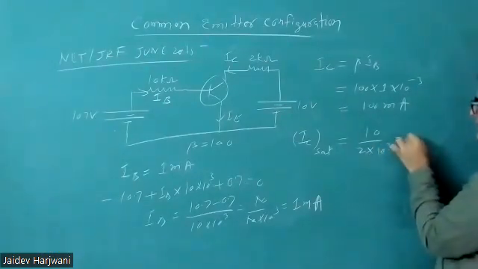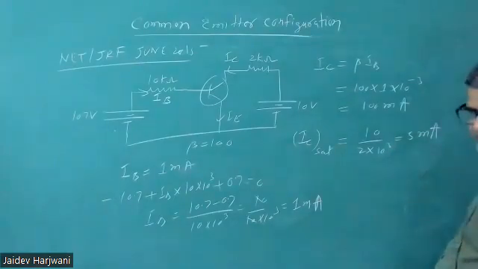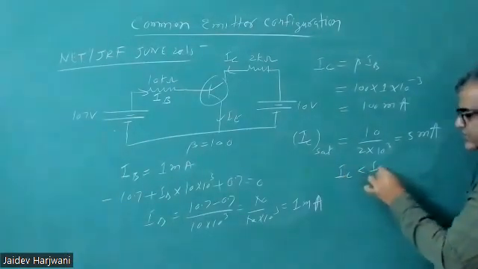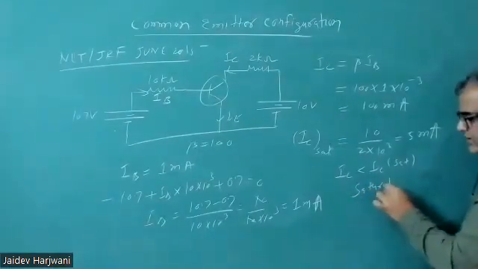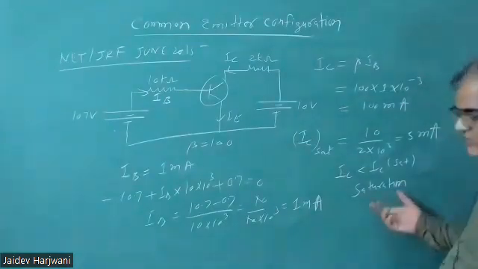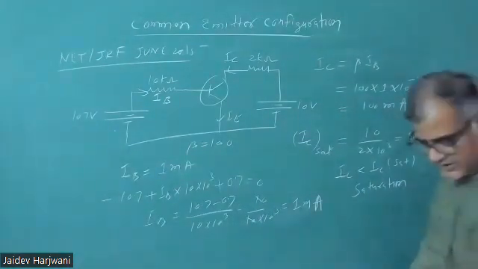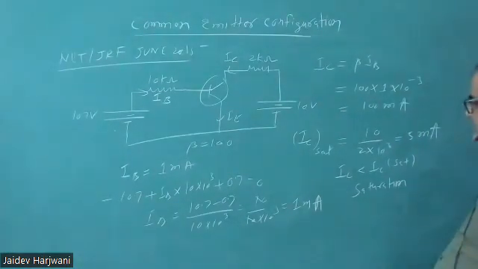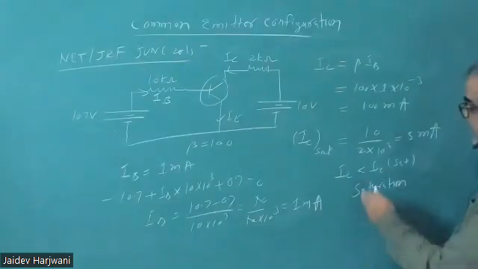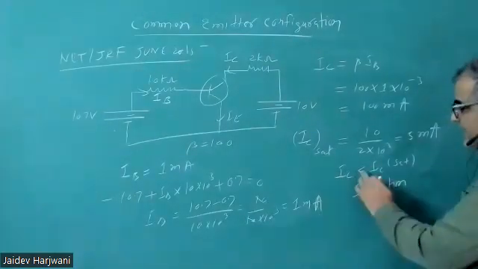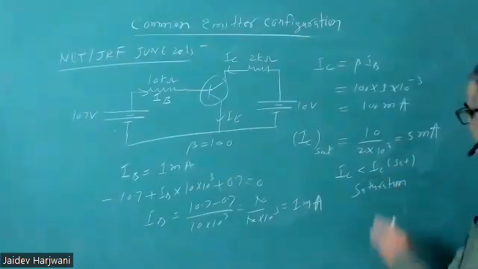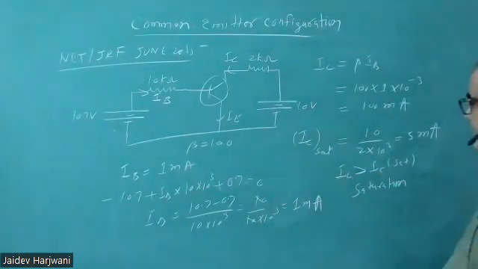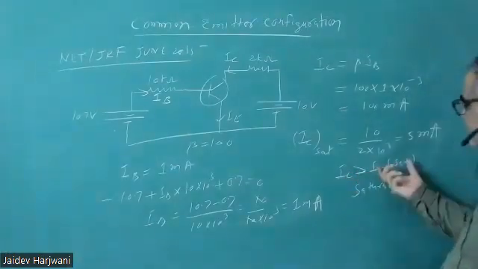How much is coming? 5 milliampere. And this is 100 milliampere. That means your IC is greater than IC saturation, which means this circuit is not in the active region. If its value were less, it would be the active region. Here IC is greater than IC saturation, so this region is saturation, because current becomes higher than IC saturation.